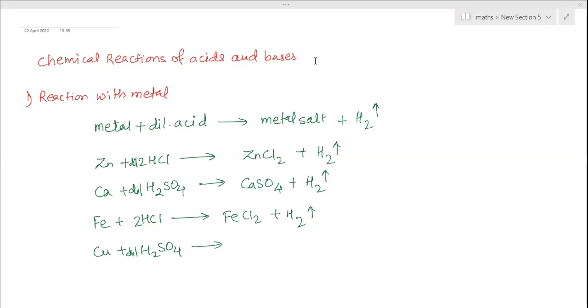Arvind? Ma'am, CuSO4 and H2 gas. Raghav? Yes, what will happen? Ma'am, it will form CoSO4 plus hydrogen gas.